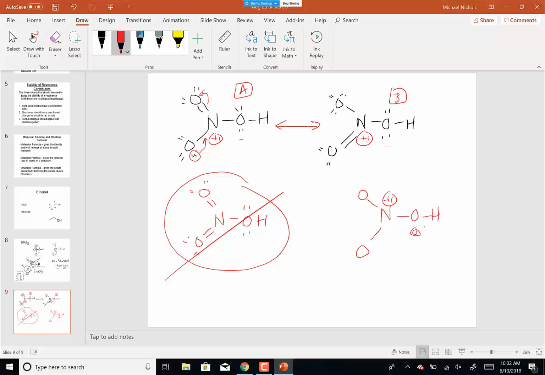Okay, so the nitrogen has an average of +1. Now, for the top oxygen, you're going to learn very quickly that an oxygen with a double bond and 2 lone pairs is 0. An oxygen with a single bond and 3 lone pairs is always -1. So the top oxygen has a 0 and a -1. What's its average? You could say -1/2. I don't care about the details.